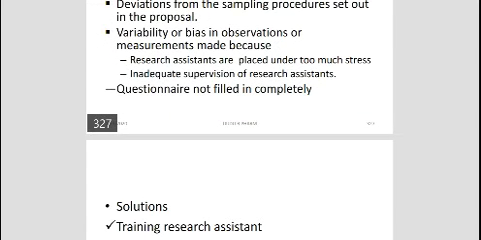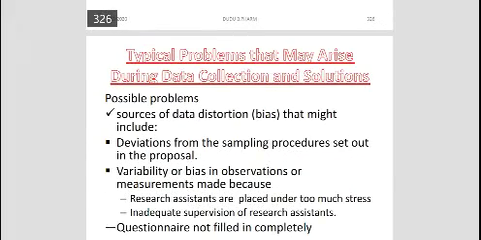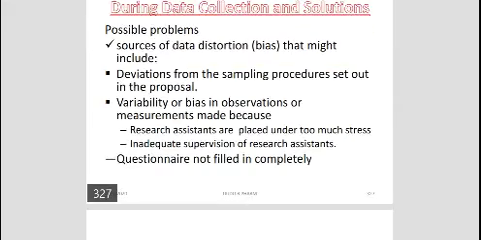Another problem is questionnaires not filled in completely. You get questionnaires which are filled in incompletely, or some information is missing. These are typical problems that may arise during data collection. You may do your data collection, but you may expect these problems, which commonly happen during data collection.